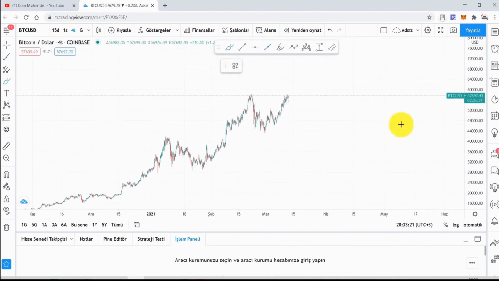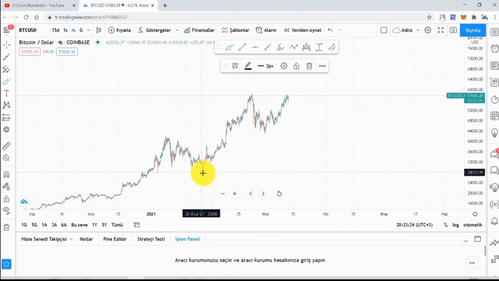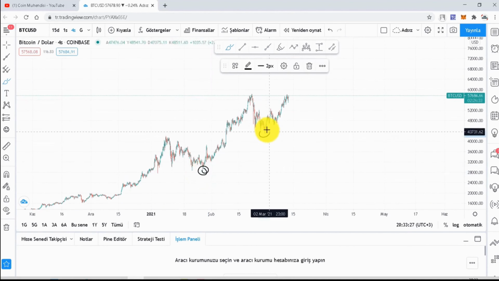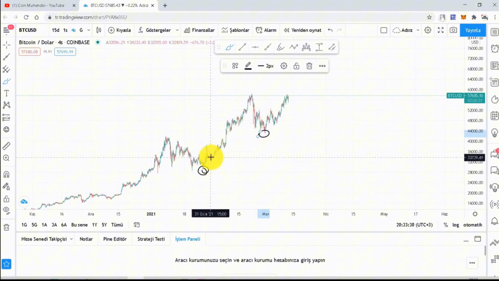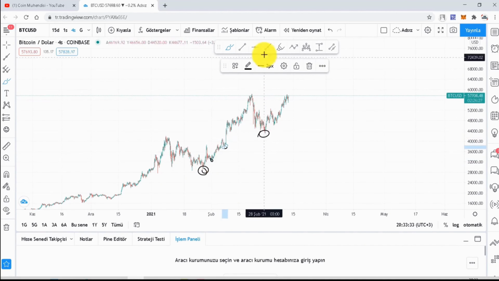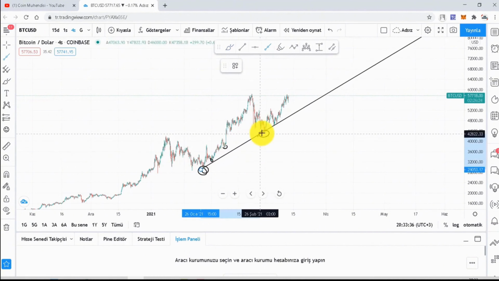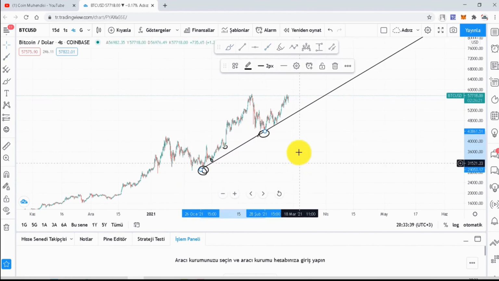Where could the two bottoms be here? The first one I see is right here. The second bottom I see is right here, one of the major bottoms. There are some here, but these are the two major bottoms. I draw my trend lines using rays from these two lows. As you can see, a trend line has been drawn at this moment.